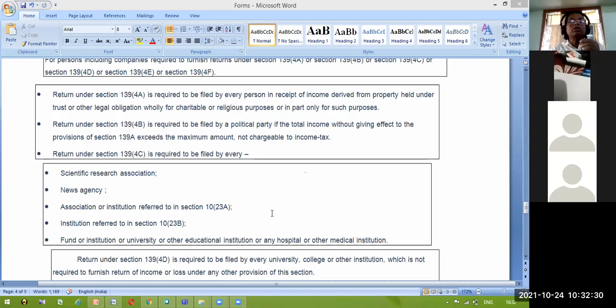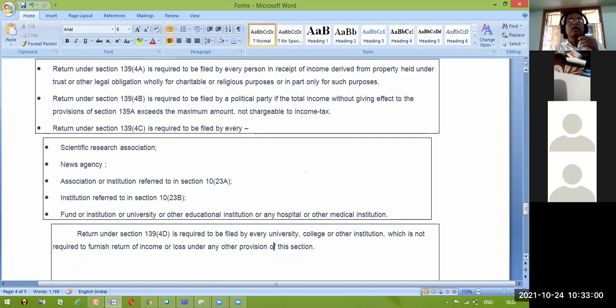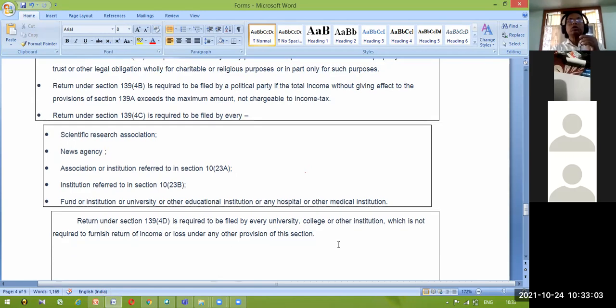Association or institutions referred to in section 10(23A). Institution referred to in section 10(23B). Fund or institution or university, even a university is coming here, under educational institution or any hospital or other medical institution. These come under section 139(4C), and they have to fill up ITR 7. So after learning these things, if anybody asks you, I am going to fill up the ITR of a university, what should I do? Dear students, you should be in a position to tell them you should fill up ITR 7. This basic knowledge you all should have.